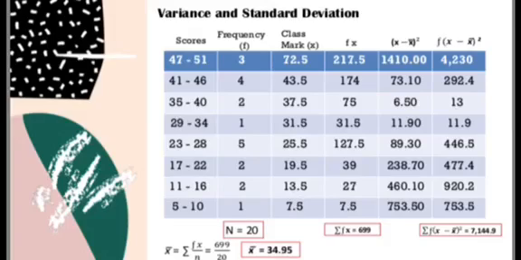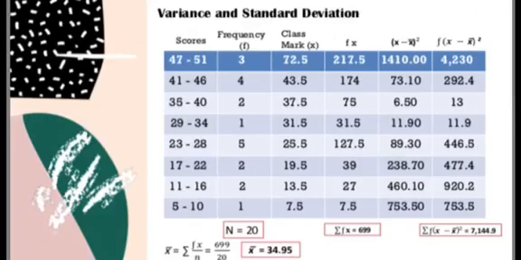Next, how to compute variance and standard deviation for group data. So, given the same data, the scores and frequency, first, get the value of n or the total frequency. So, magpo-focus ka sa column ng frequency. Ito total mo to lahat. So, that is n equal 20. And then, get the class mark.